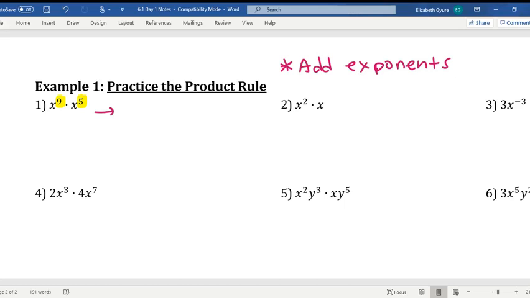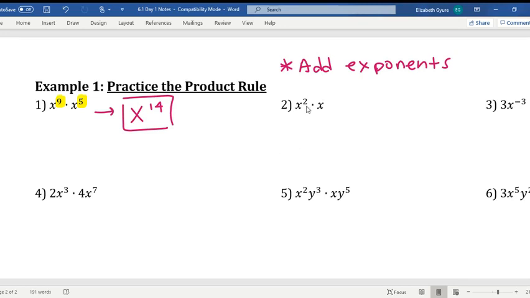Yeah, so this one we're adding, so what's 9 plus 5? Oh, come on, guys, we can add. What's 9 plus 5? I'm more asking because I want to make sure we're paying attention. Yeah, 14. So 9 plus 5 is 14, so this is going to become x to the 14. And that's it. You're done with that one. That's all it takes.